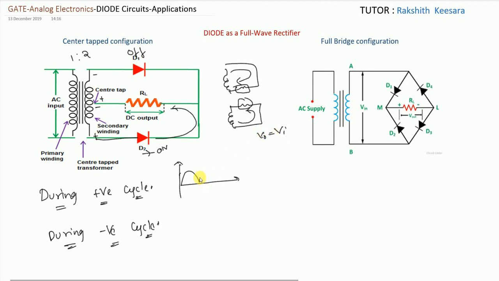So again it comes in the positive half cycle. Why? See here, see the current direction. During positive half cycle, current is flowing in this direction. During negative half cycle also, current is flowing in the same direction. So our load voltage will not change. It is again coming in the positive side. So this is the operation of the center tapped transformer.